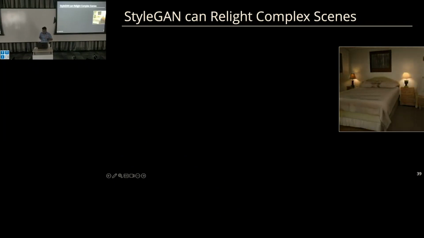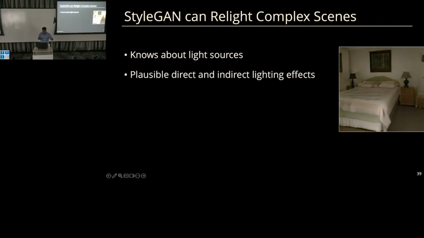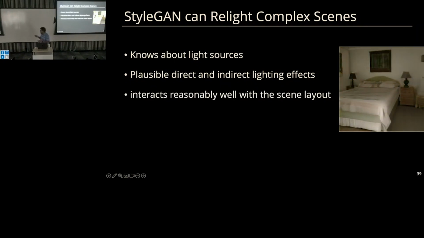Some observations. StyleGAN can relight complex scenes, and as I described earlier, modeling these lighting effects is very hard. In order to do that, you need to know about light sources. Like here, StyleGAN knows where bedside lamps are, where windows are, and it is able to model direct and indirect lighting effects. Direct is just switching on lamps, and indirect effects, like you can see that as it switches on lamps, the appearance on the wall also changes, not just the lamp. And it seems to interact reasonably well with the scene layout. You don't see large geometry changes, which is a common problem when you're trying to do generative image editing. But there is one limitation.